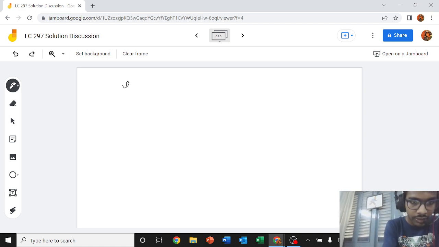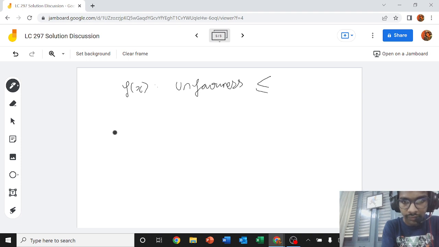So let's define a function f(x) which tells us whether unfairness, total unfairness less than or equal to x, is possible. Yes or no? It's a simple boolean yes/no function.